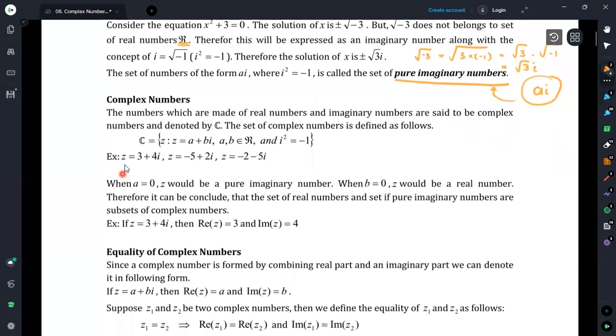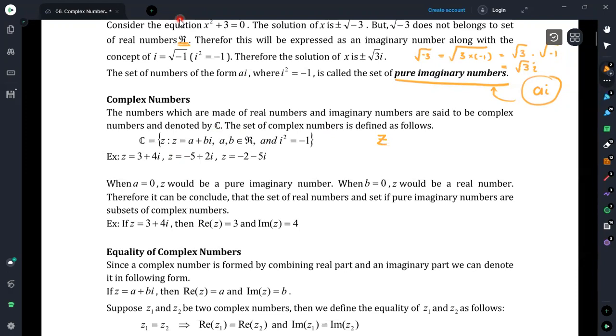But complex numbers are made of real numbers as well. There is a real part as well as an imaginary part inside a complex number. We denote the set of complex numbers by the notation C, and we can define the set of complex numbers in the following way. If we consider the set of complex numbers as C, generally we denote a particular complex number by the notation Z.